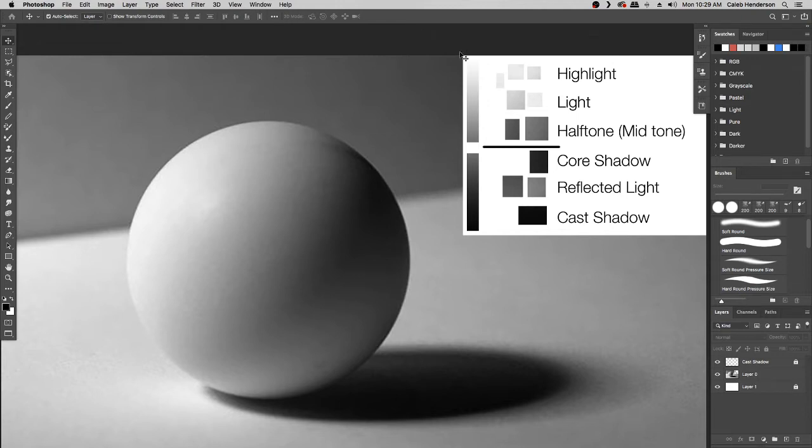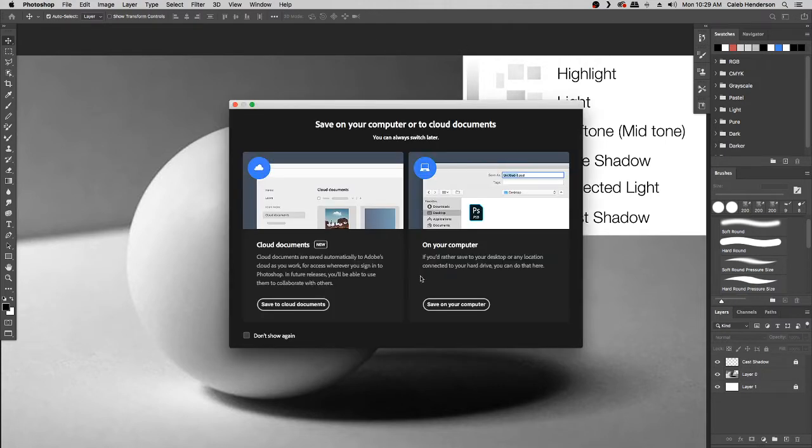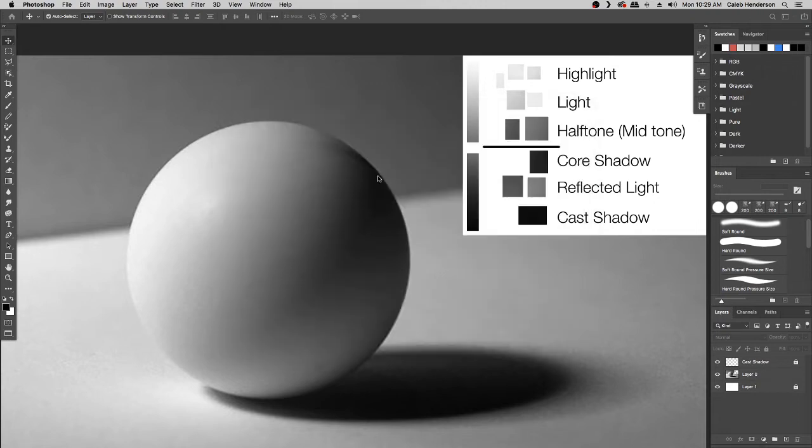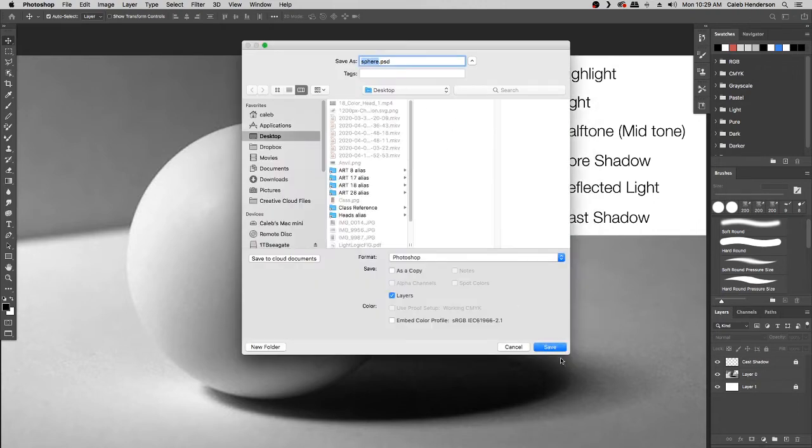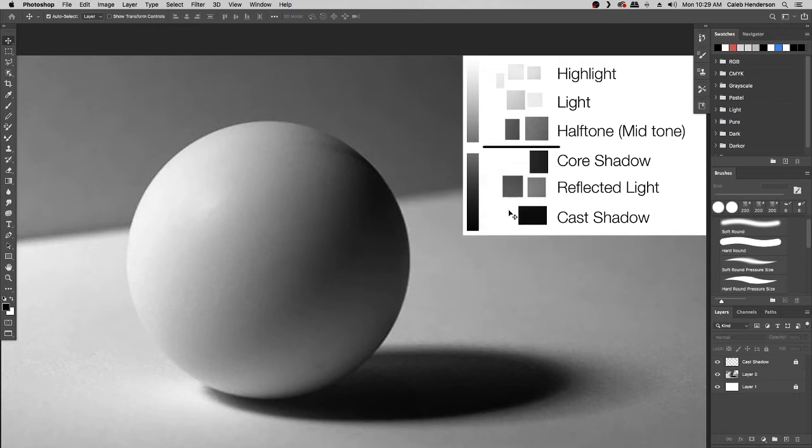All right, so with that in mind, this is what we're going to do next. Let's shut this. Save it on my computer, on the desktop. I'm not going to have you turn this in, but I would do it if I were you. All right.